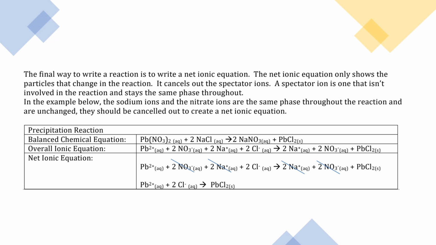So here in this example below, we can see that the nitrate ions and then the sodium ions, they're both present on both sides. They cancel out because they're spectators. So in the net ionic equation, all you have left is the Pb2 plus, the 2Cl1 minus, and then the lead-2 chloride that is a solid.